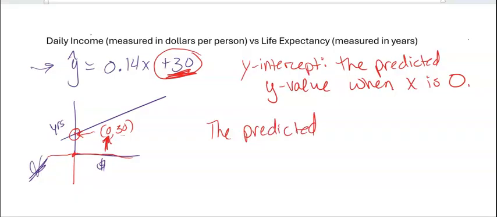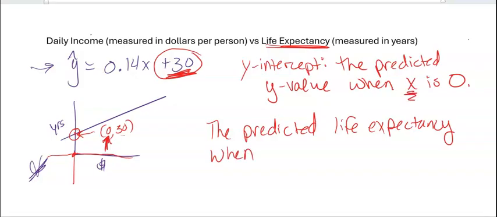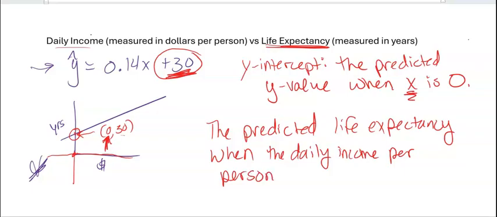Now we need to tell what our y topic is. Well, our y topic was life expectancy in years. So the predicted life expectancy when, and again, we need to indicate what our x topic was, so when the daily income per person, and that's always 0. So the predicted life expectancy when the daily income per person is 0 would be 30 years.